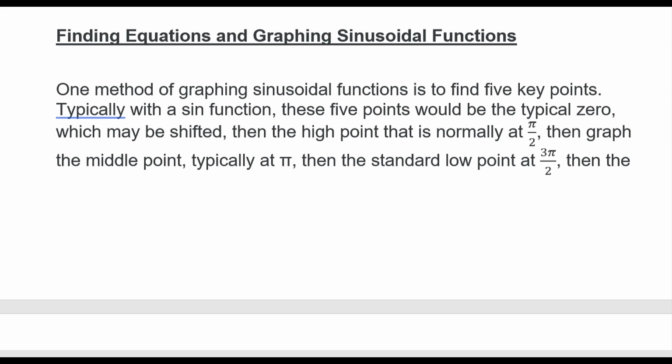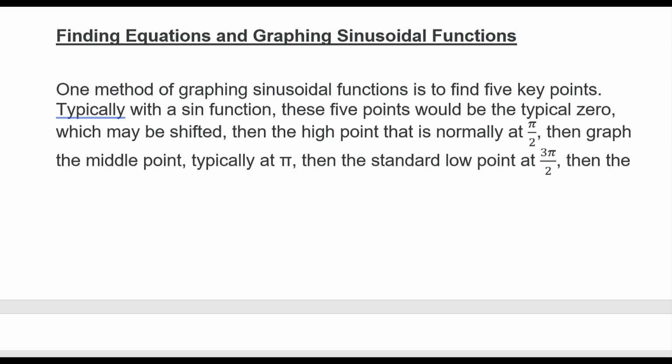If you watch my videos, I look for where it starts, where it's going to be, for sine, where it's going to be peaking out, where it crosses, where it's going to bottom out, where it comes back up to the midline again. In the cosine, where it starts high, it crosses, it goes low, crosses, comes high again. So look for those 5 key points.